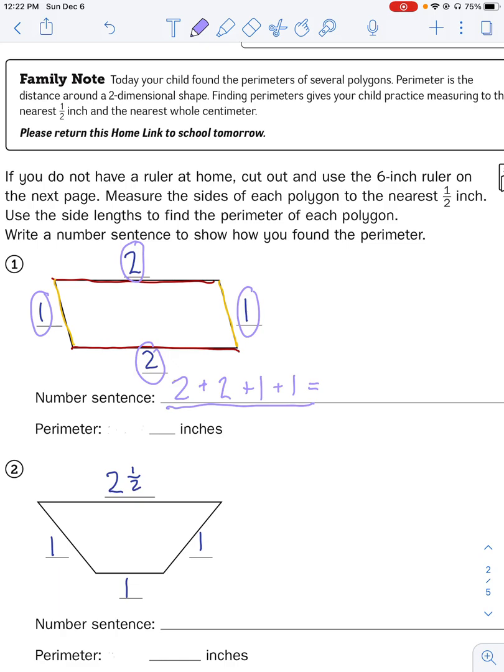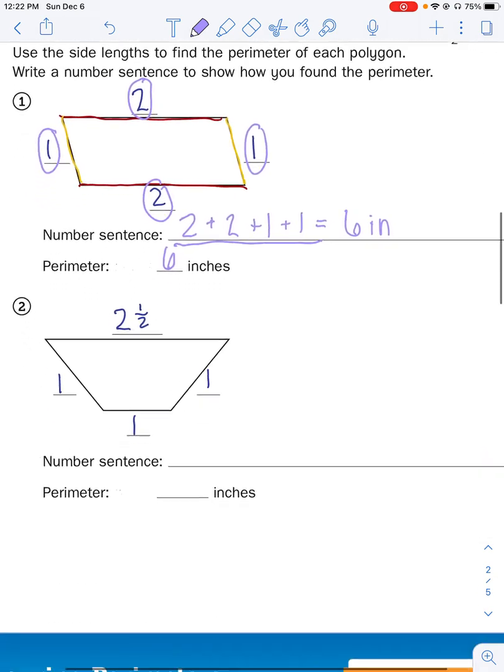I know that 2 plus 2 is 4, 1 plus 1 is 2, and 4 plus 2 is 6. So 6 inches would be my answer. And it asks what the perimeter is. You just repeat that right here. You just put 6. Okay, let's look at this next one.